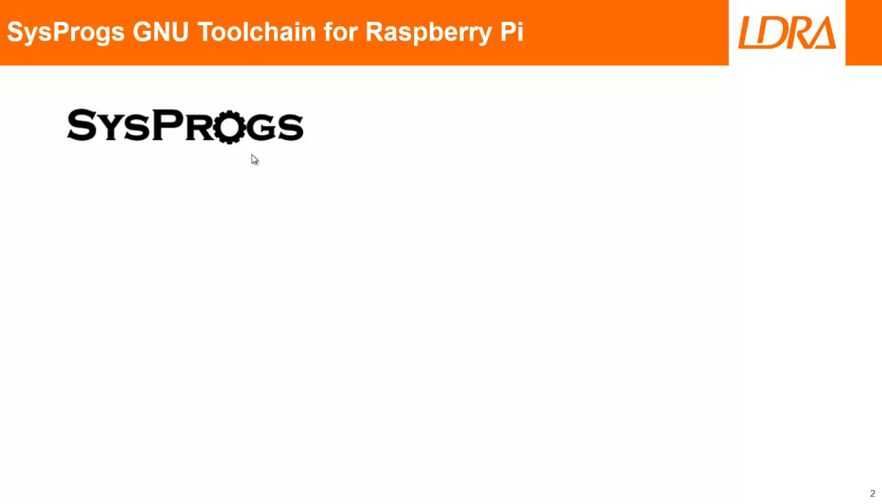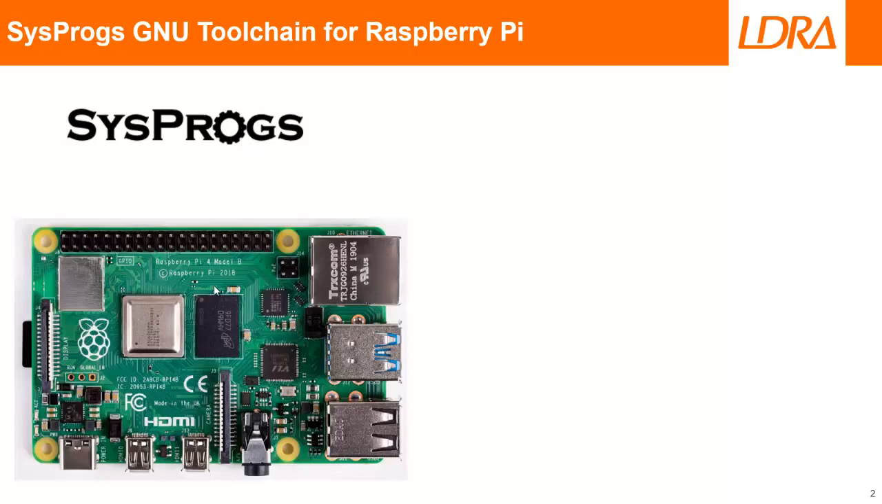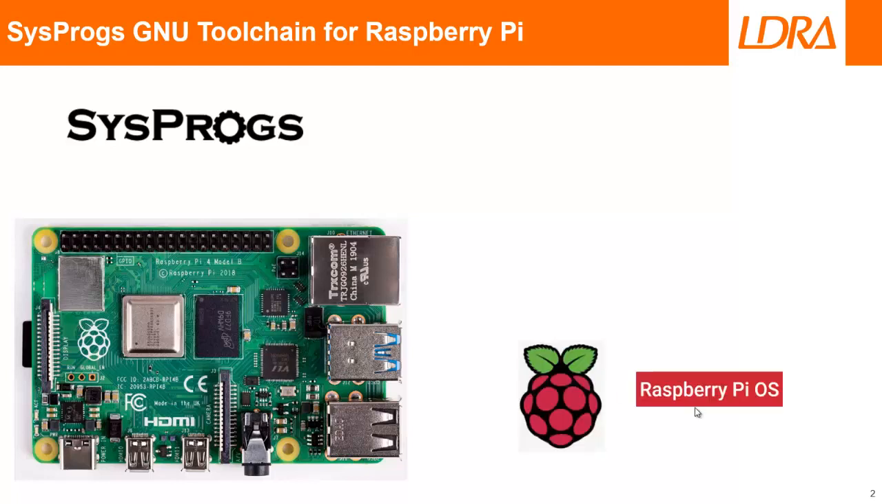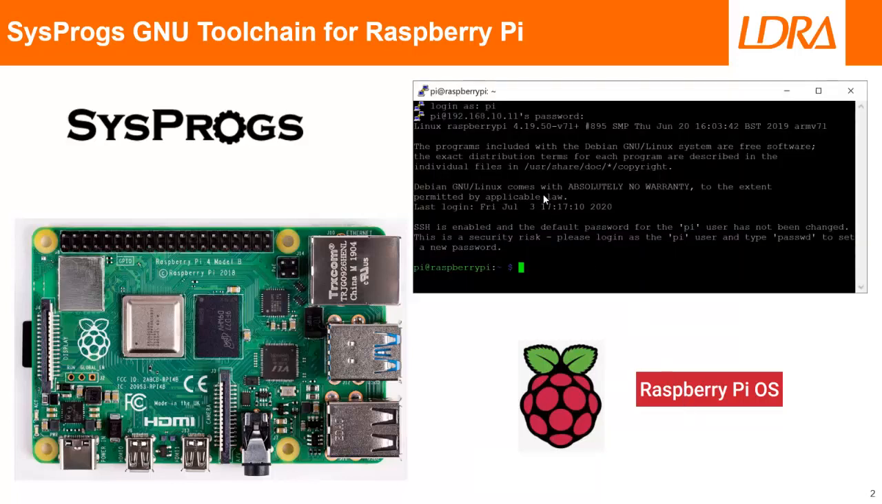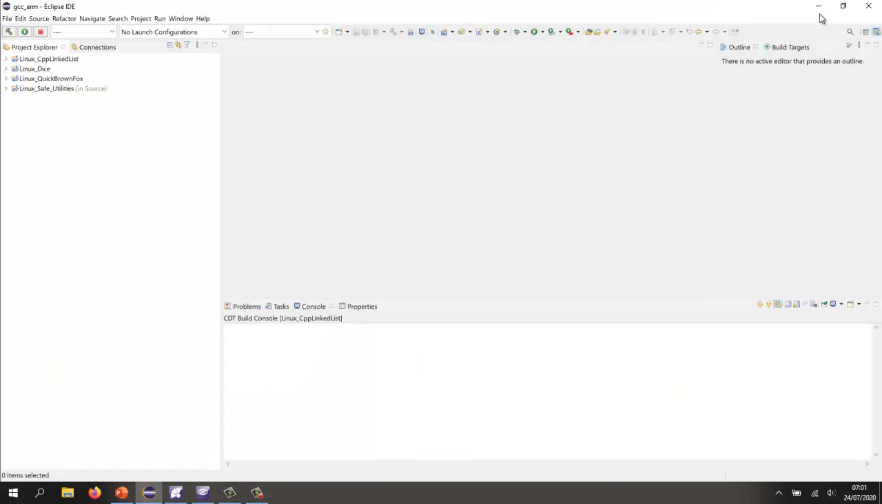So connected to my laptop, of course, I have a Raspberry Pi. This is the latest Pi 4. And on there I've installed my Raspberry Pi OS, and in order to be able to communicate to the target I'm using PuTTY.